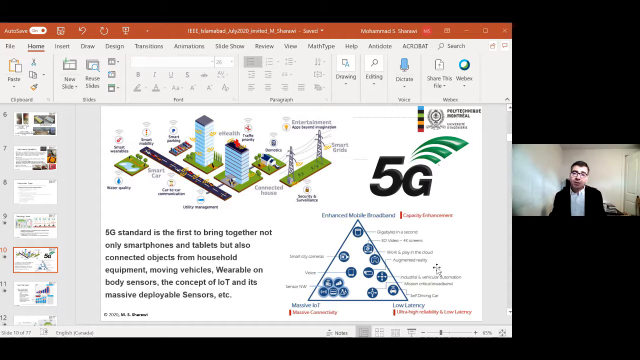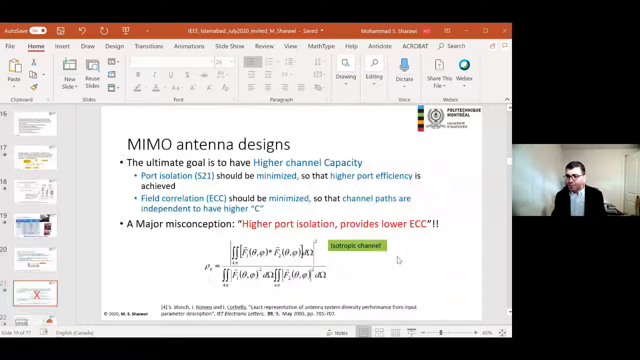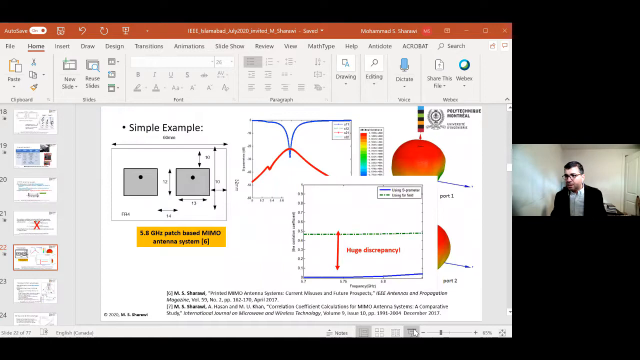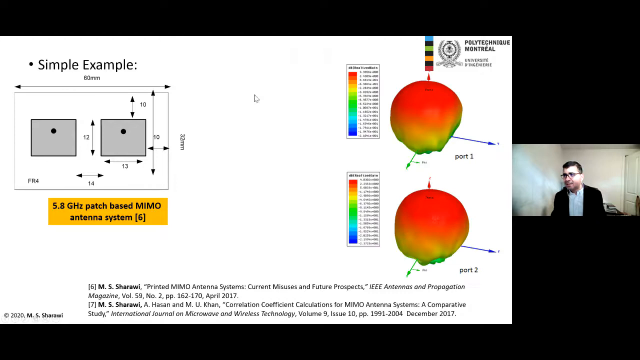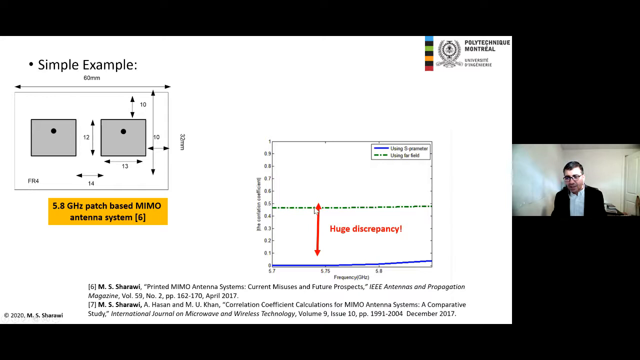Put the two fields on top of one another. Like here, I showed the example. I showed this example, okay? This example is clear. So in this example, the port coupling is low. But yet, when we look at the fields and we correlate, there's a huge discrepancy. So this is going to affect you directly in terms of channel capacity as compared to port coupling.